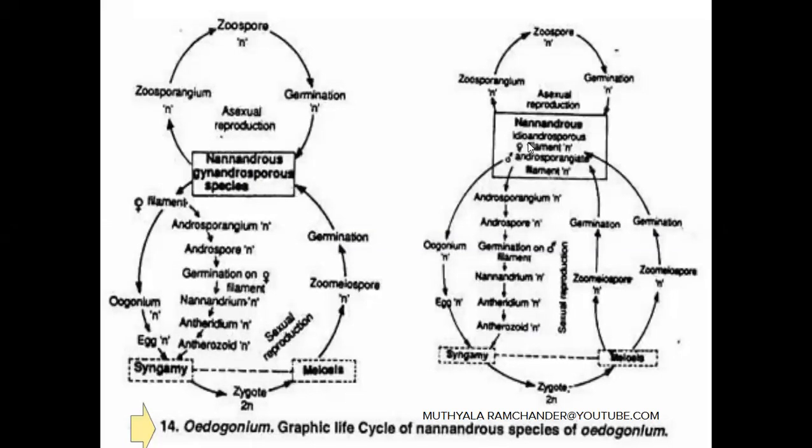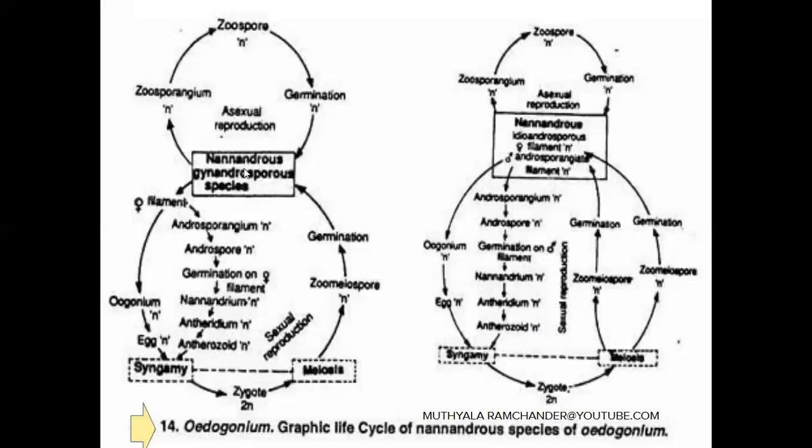The second one is idiandrous. Idiandrous means male reproductive organs are separate. The androsporangium produces androspores, which germinate as a nannandrous filament, not on the oogonium. They are developed independently. The nannandrous filaments produce antheridium, and antheridium produce antheriozoids. At the same time, on the filament, small female reproductive organs called oogonium are developed. The oogonium develops an egg that fuses with antheriozoids in fertilization to form a diploid zygote. The diploid zygote undergoes meiosis and develops into zoomeiospores, which germinate into nannandrous Oedogonium.